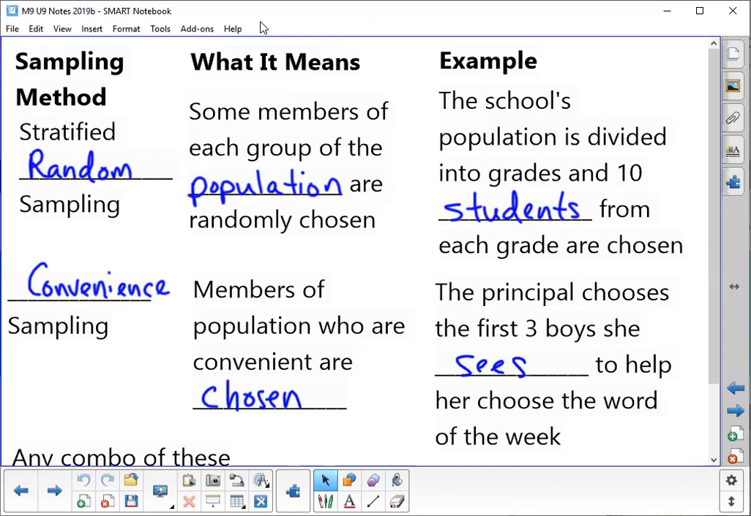Convenience sampling is another type that we're going to talk about. Members of a population who are convenient are chosen. So the principal chooses the first 3 boys she sees to help her choose the word of the week. It's a convenient sample. And honestly, choosing the word of the week is not something that you need a lot of valid data to go ahead and choose. So there you have it.